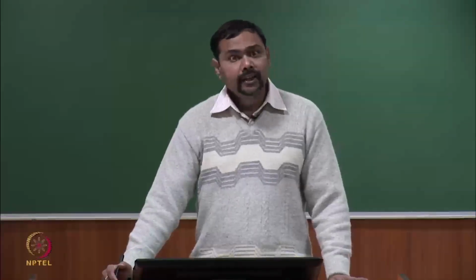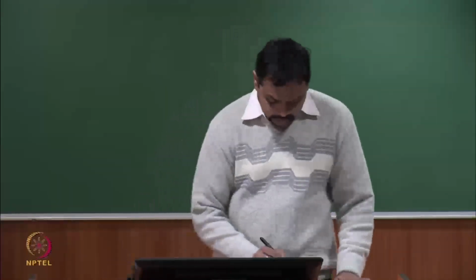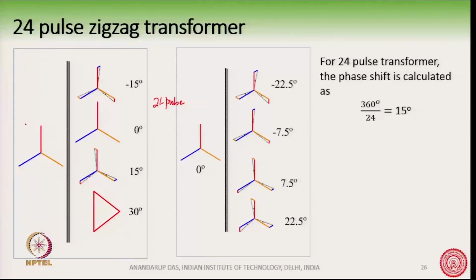So, what is the advantage of the 24 pulse? The advantage is that the input current will have harmonics only at the 23rd, 25th, 47th, 49th, like that. No other harmonics will come on the input side current.